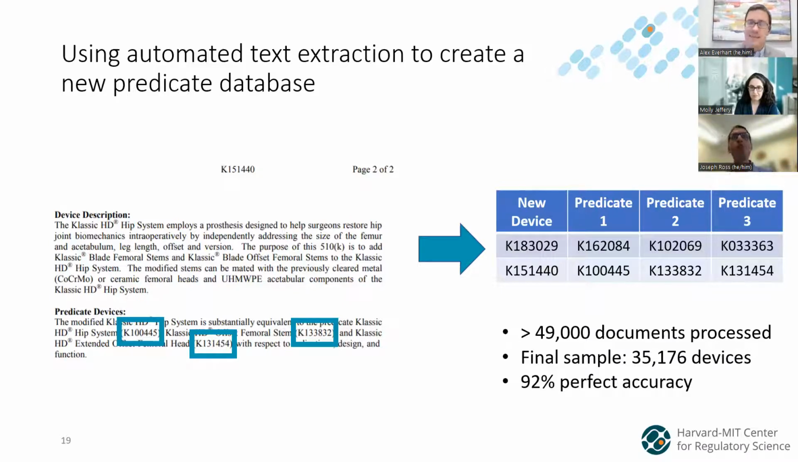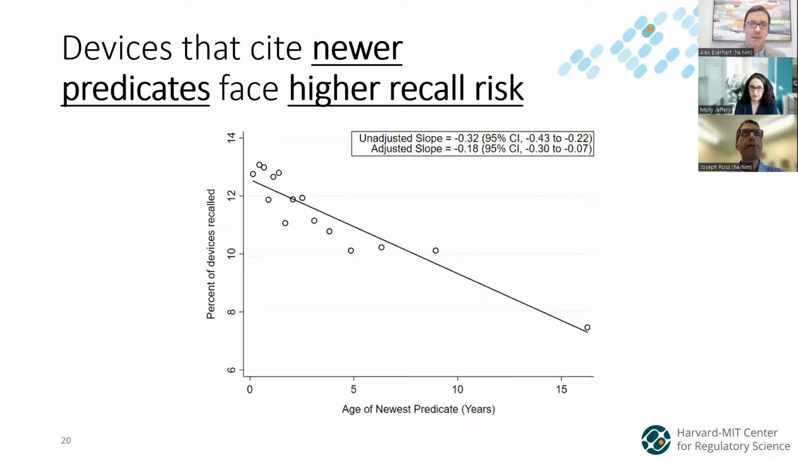Using this data, we examined whether predicate characteristics were associated with the 510K device's recall risk. And here's a high-level overview of our main findings. First, we find that devices that cite newer predicates face higher recall risk. This is an unadjusted bin scatter plot where the x-axis is collapsed into bins with roughly the same number of devices in each bin, and the proportion of devices that experience a class 1 or class 2 recall is calculated within each bin. And then the plotted fit line is derived from a standard linear probability model.